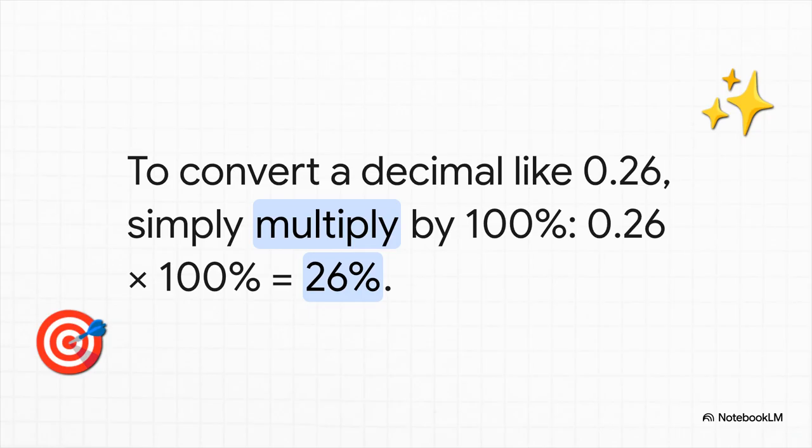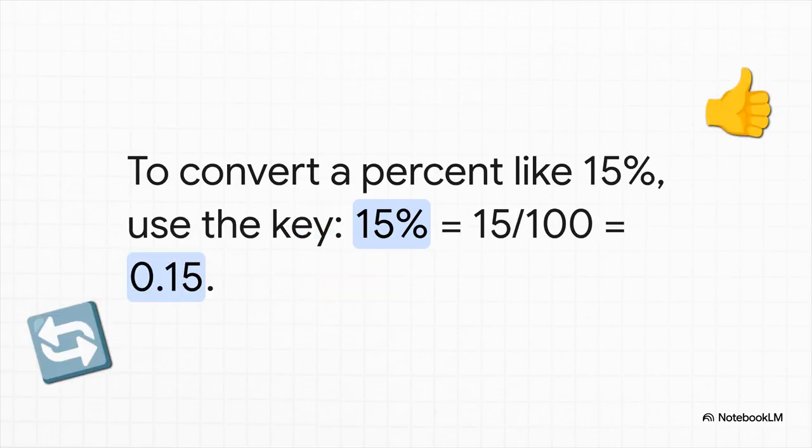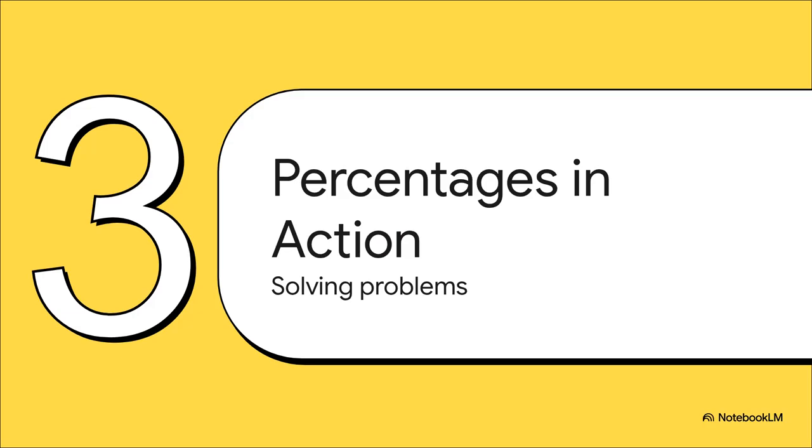And here's a little pro tip. Multiplying by 100 is really just the same as moving the decimal point 2 places to the right. Super fast. And going the other way, from a percent back to a decimal, is just as easy. We just go back to our secret key. 15% literally means 15 divided by 100, which gives you the decimal 0.15. See how powerful that one simple rule is? It just keeps working.